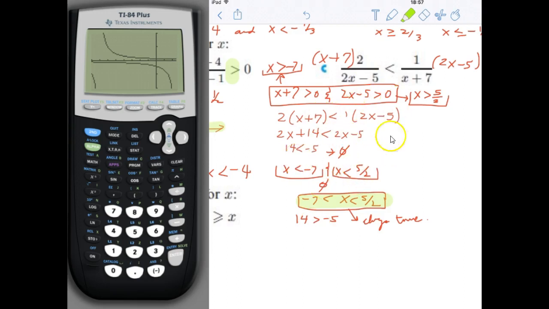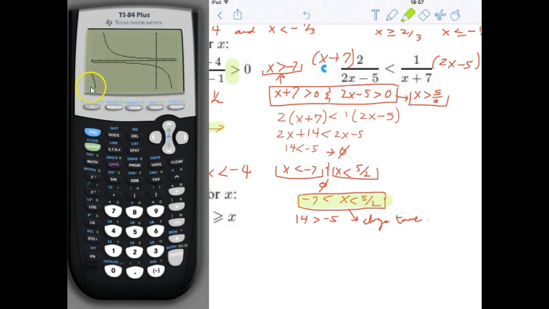Since this problem is so hard to understand, I just want to show you that by graphing it on the calculator, it's actually a pretty simple problem. It's just that when you do it algebraically, it's kind of weird. So first what I'm going to do is I'm going to show you the two graphs graphed on top of each other. I'm showing you the interval negative 7 to 5/2. This point here is about negative 8, and this point here is like 2 or 3. So you can see that the 1 over x plus 7 function is indeed above the bottom 2 over 2x minus 5 function during this interval.